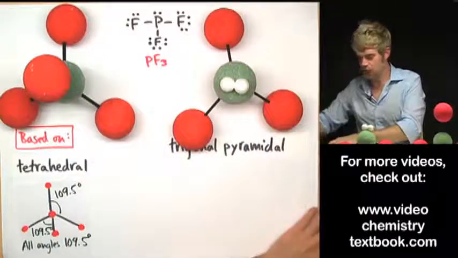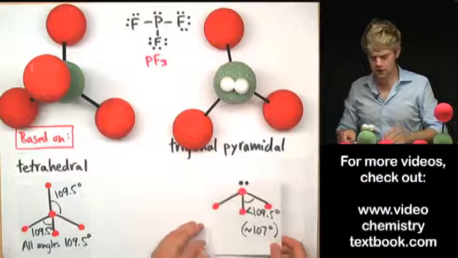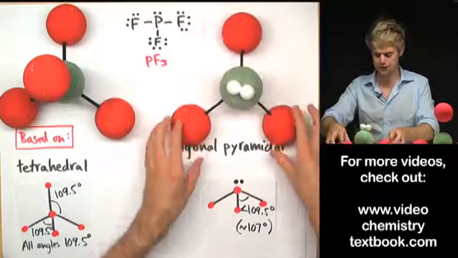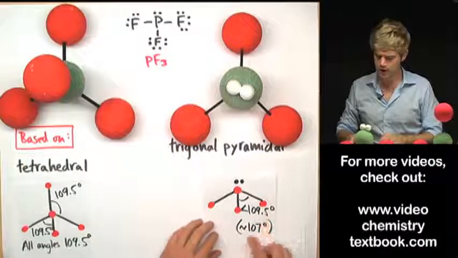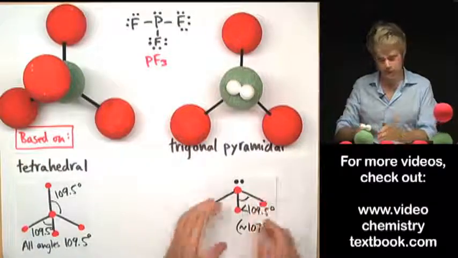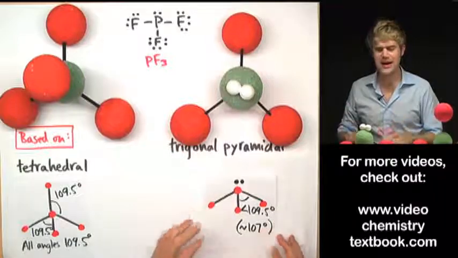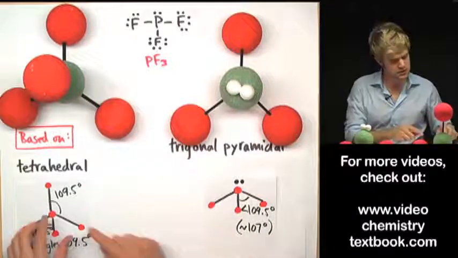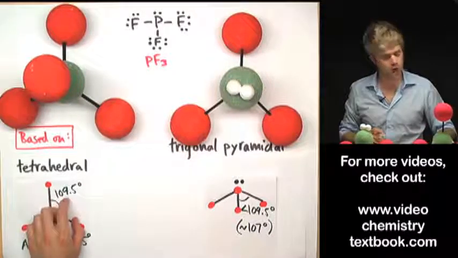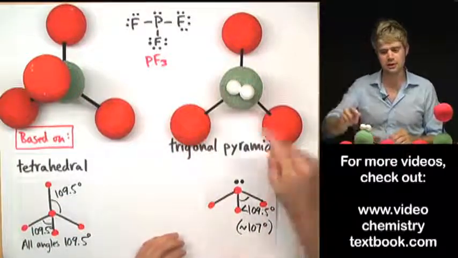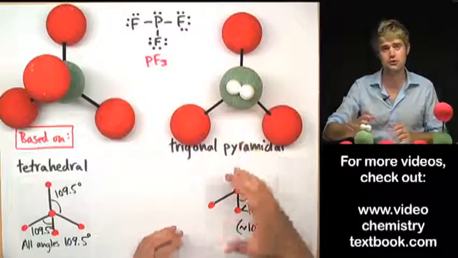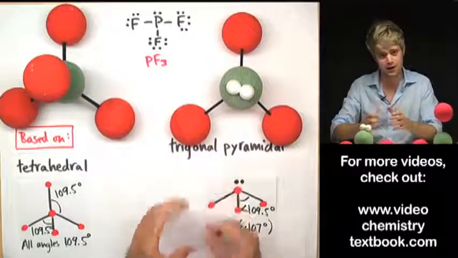So for the trigonal pyramidal shape here, instead of 109.5 that we'd have in the tetrahedral, we get an angle that's a little smaller than that and is more like 107 degrees. But just keep in mind that it's similar to 109.5, it's just been compressed a little bit because of these unshared electrons that are pushing on the bonds a little bit more.